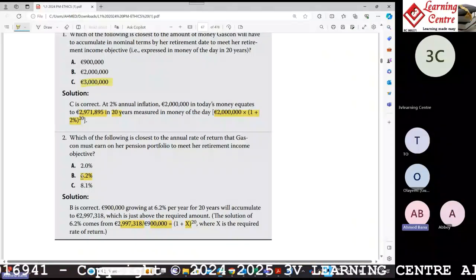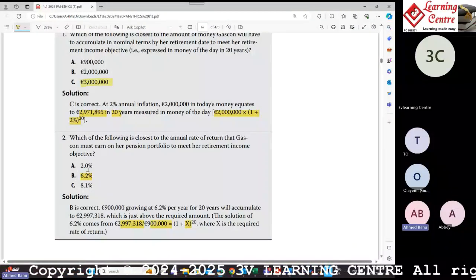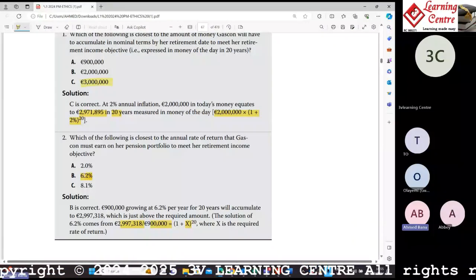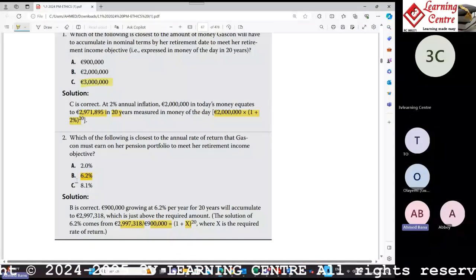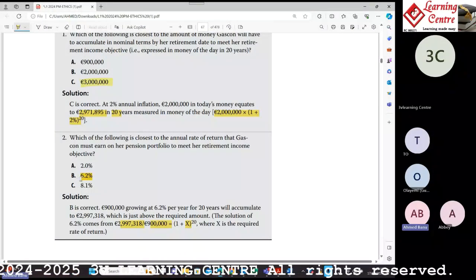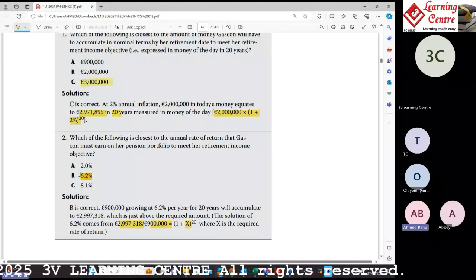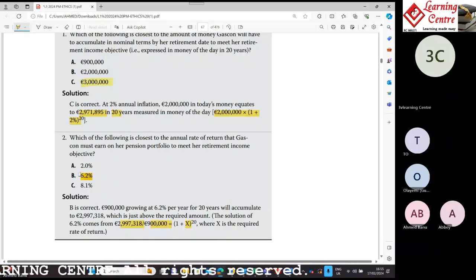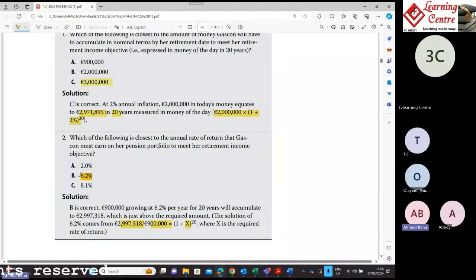So what they're trying to tell you is to calculate the return. So this is the return requirement for Gascon right now. If she invests her money at a rate that is less than this, then she will never meet that objective. So on an average, what she needs to be investing is nothing less than 6.2% per annum on an annual basis.